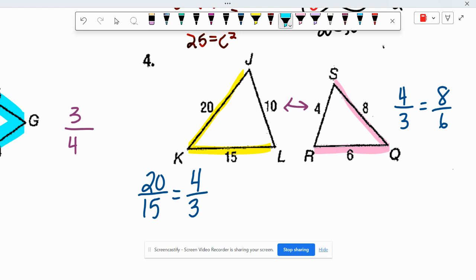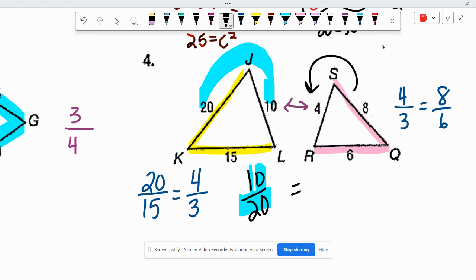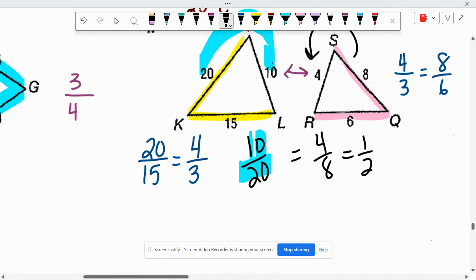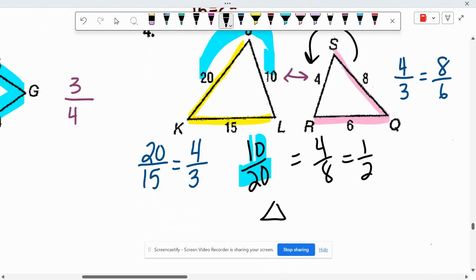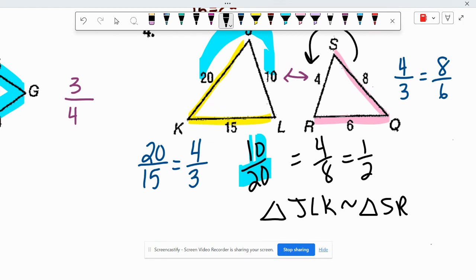So what if we look at these 2 sides? So we have to compare those. So let's say that I set up the proportion. So I'm just working around the triangle. So I set up the proportion 10 over 20, which is 1/2. And the proportion 4 over 8. Do I get the same measure, 1/2? Yes. So these sides are all proportional. So triangle JLK is similar to triangle SRQ by side, side, side similarity.